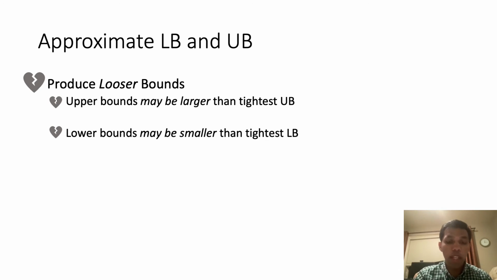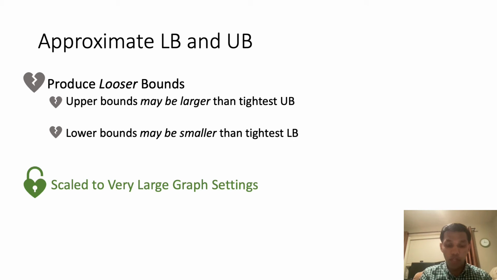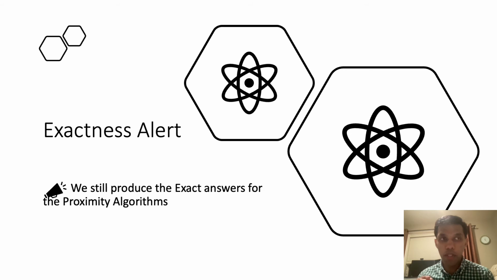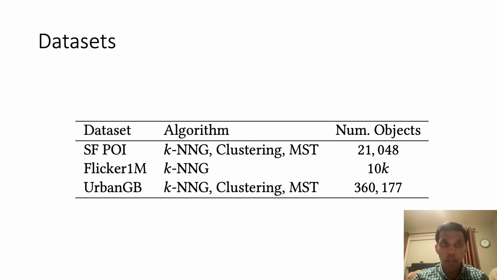Thus, to scale to very large settings, we take a trade-off between the exact lower bound and upper bound in order to produce looser bounds. Thus, we unlocked the large graph settings using a triangulation method. All the algorithms discussed in our paper, including the exact and the approximate LBUB computation, produce the exact same answer as the original proximity algorithm. We tested our results on real-life datasets, and you can see the results in the following slides.